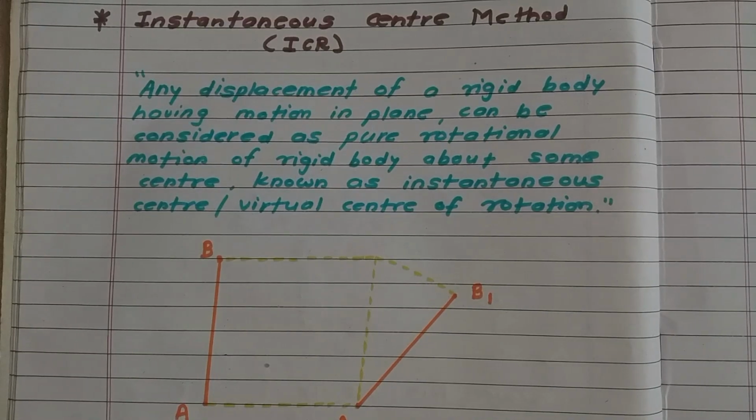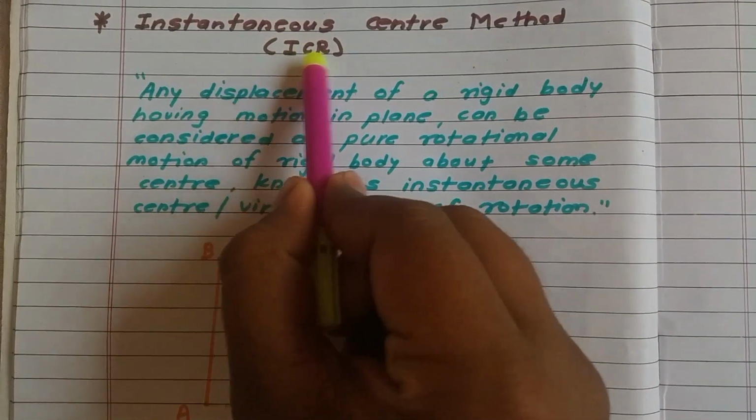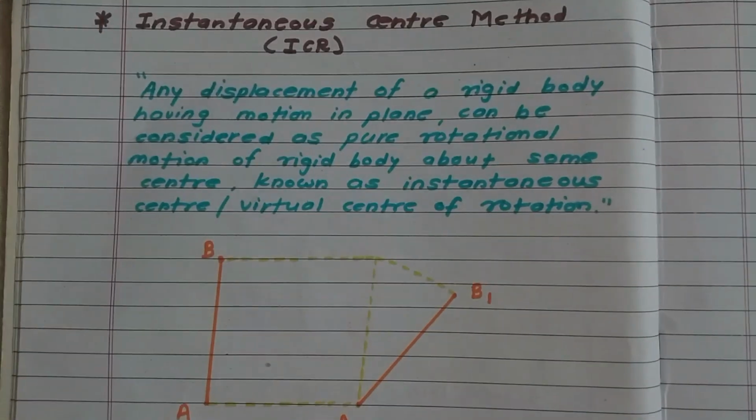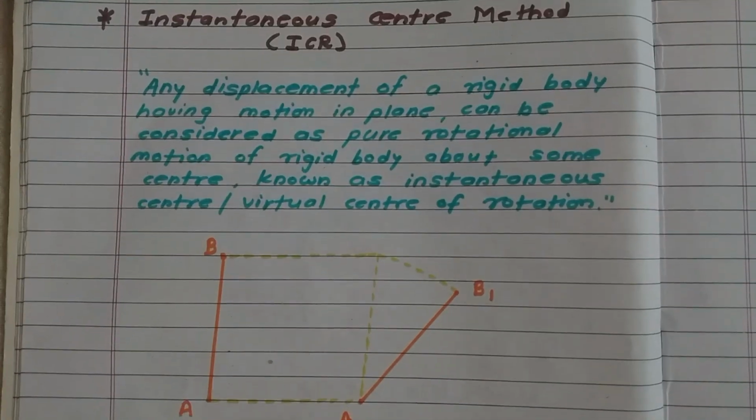So today we are going to discuss the instantaneous center method, which is also known as ICR. It is one of the methods used to study the motion of mechanisms, right? So first of all, let us see what is instantaneous center.